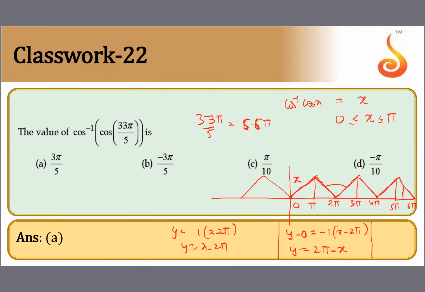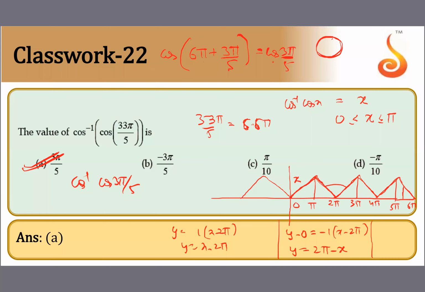Clear? Another easy method, I'll tell you. This can also be written as cos of 6 pi plus 3 pi by 5. Okay, this is the easy method. 6 pi means 3 rounds are over: 1, 2, 3. So this is cos 3 pi by 5. So now you apply cos inverse of cos 3 pi by 5, and you get the answer 3 pi by 5. This is the simple method. Cos of 6 pi plus 3 pi by 5 will give you cos 3 pi by 5.